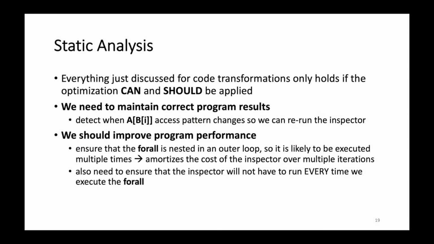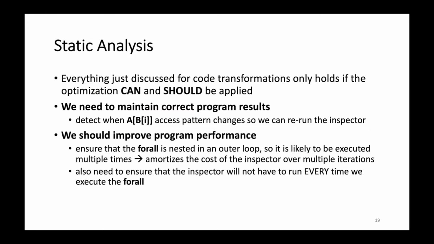Moving on to static analysis. Everything I just described for code transformations is only really relevant if the optimization can and should be applied. So we consider this in two ways. When we say the optimization can be applied, it's more of a question of correctness. We want to make sure that whatever we generate as an optimized program is going to give us the same results as what the original program did. If your optimization gives you the wrong answers, then it's not a useful optimization.